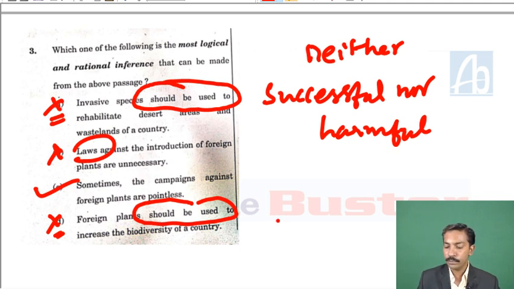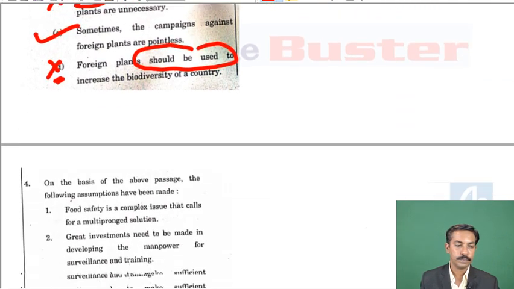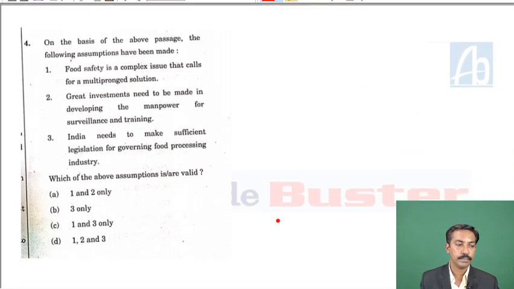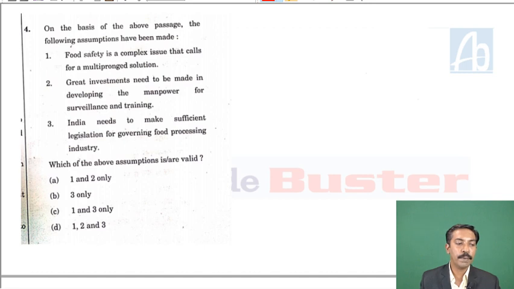Question number 4. On the basis of the above passage, the following assumptions have been made. Food safety is a complex issue that calls for a multi-pronged solution. This statement has reference in the text.